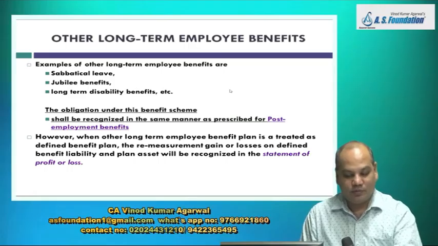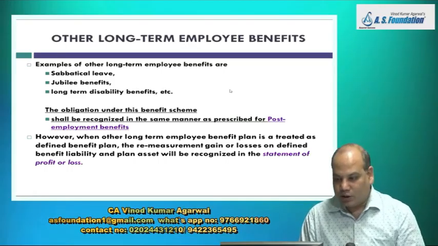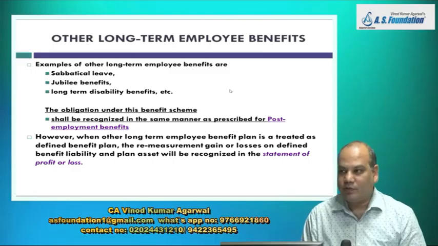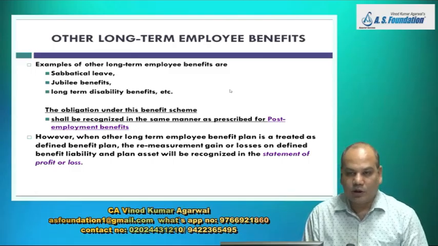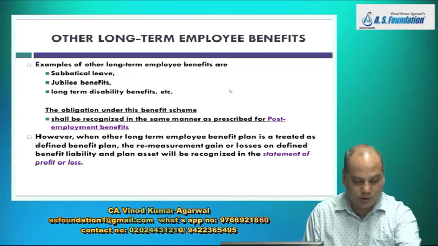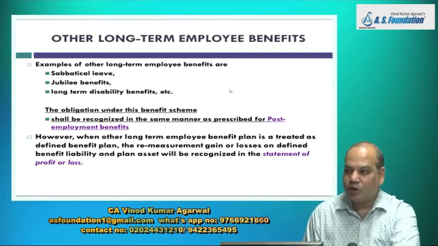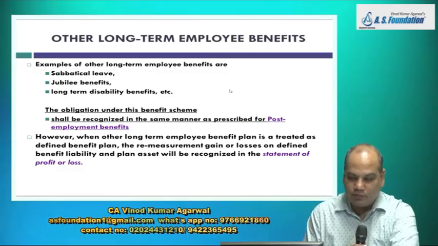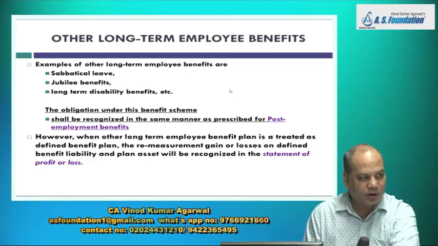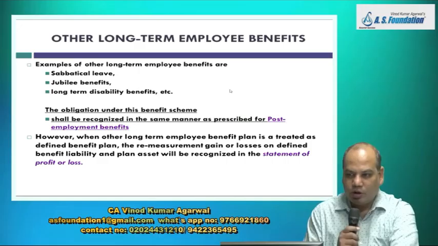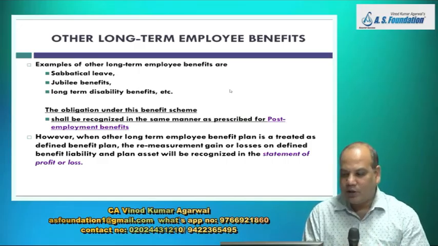Now part 3. What is part 3? Other long-term employee benefit, para 27. Example of other long-term employee benefit. So first of all, let us revise what is other long-term employee benefit. These are payable more than 12 months after the reporting date, but before the retirement. Now example: sabbatical leave, jubilee benefits. Jubilee benefit means if an employee completes say 15 years, 20 years, 30 years in an organization, then the organization gives them some kind of reward, cash or kind.